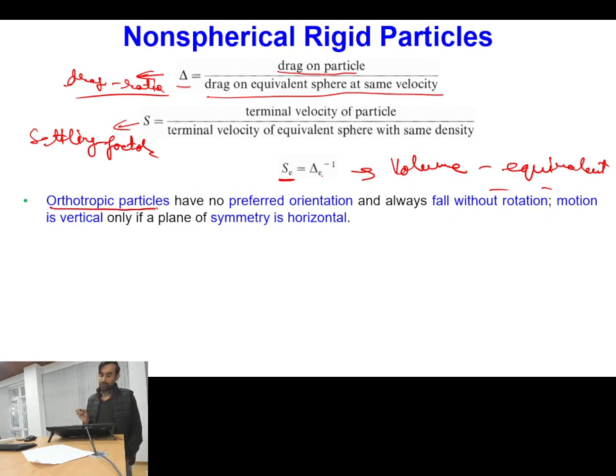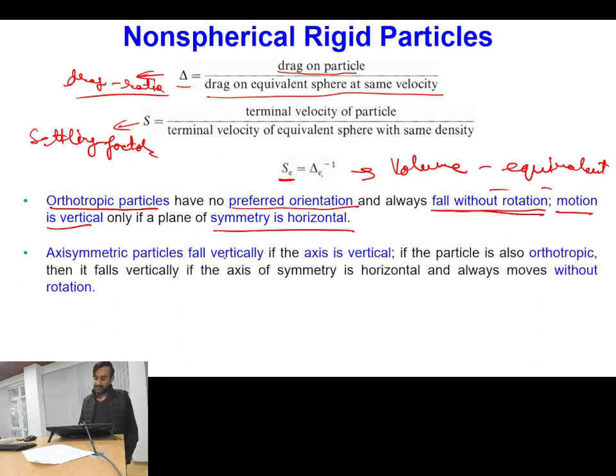Particularly if you have orthotropic particles, then you can expect that they have no preferred orientation and they always fall without rotation. Orthotropic particles are like our cuboid. In case of a cuboid, there are three planes of symmetry and each plane of symmetry divides the body into two equal halves in any orientation. So you place the cuboid in any direction, every time you will experience the same type of velocity, and the shape is so symmetric that all the forces will be balanced and you will not experience any rotation. So the motion of this type of particle will be purely vertical if one of the symmetry planes is horizontal.